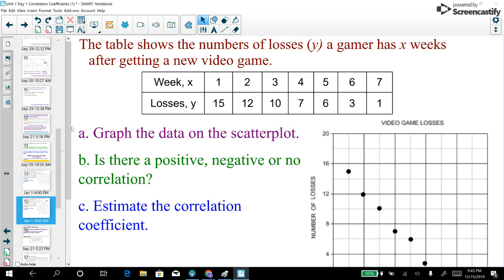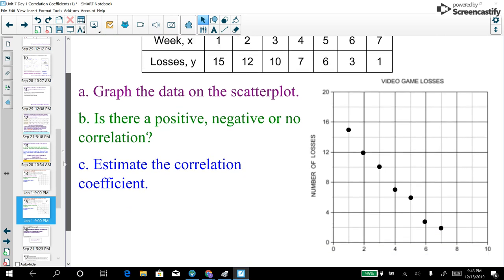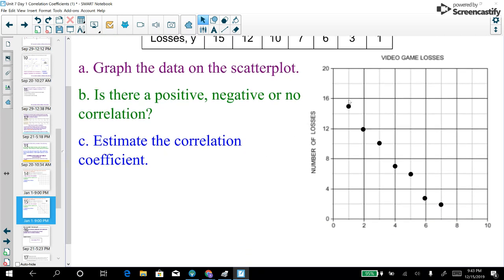Welcome back. As you can see, I've plotted the data here. You can very clearly see that this is a strong negative correlation, and I would say that this is probably about a negative 0.9. Negative 0.9 would be my estimation of the correlation coefficient, because it is very much like a line.